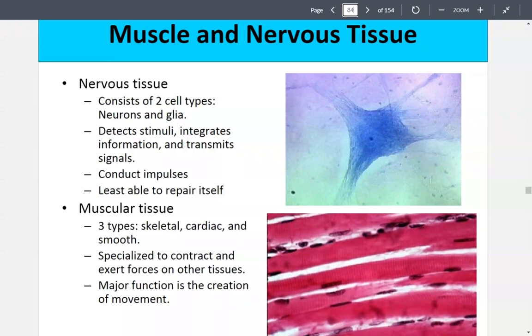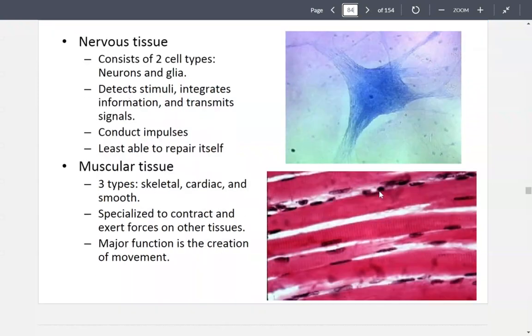Muscular tissue comes in three types: skeletal, cardiac, and smooth. When you think of muscles, you probably think of the skeletal version. That's what you use when you are working out, when you're lifting weights, you're running, you're swimming, you're doing whatever. However, cardiac and smooth are also just as important.